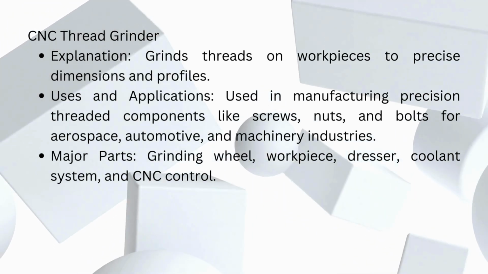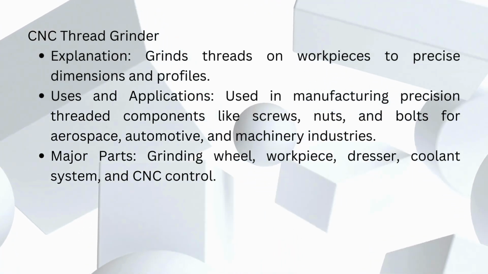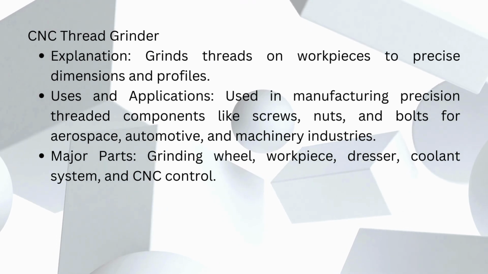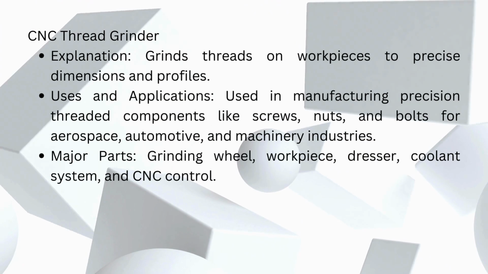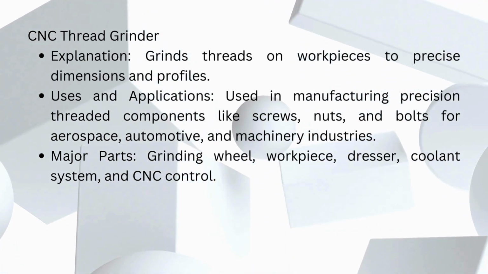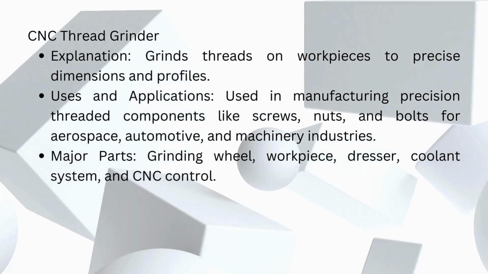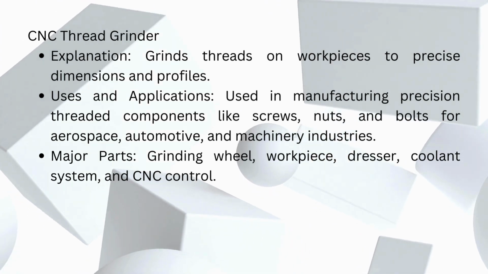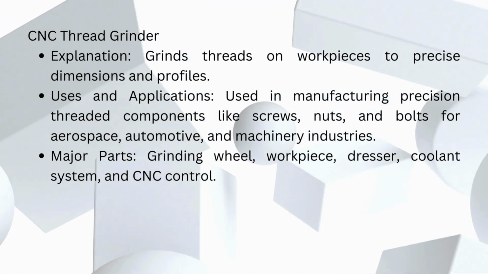CNC thread grinder. Explanation: grinds threads on workpieces to precise dimensions and profiles. Uses and applications: used in manufacturing precision threaded components like screws, nuts, and bolts for aerospace, automotive, and machinery industries. Major parts: grinding wheel, workpiece, dresser, coolant system, and CNC control.